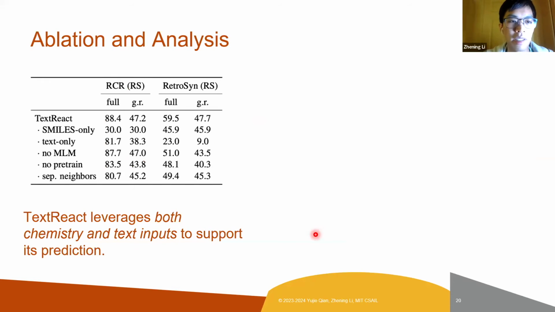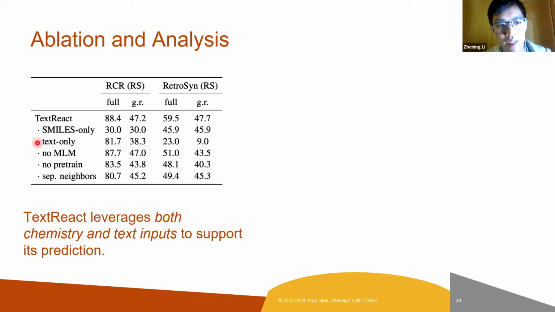So finally, we conducted some ablation analysis to test the different components of our model. So smiles only here refers to the transformer baseline I was referring to before. And we have already shown that it is significantly outperformed by the TextReact model on RCR, and also outperformed to a decent extent on retrosynthesis. Full and GR here refer to the testing setting of retrieving from the full corpus and retrieving from the gold removed corpus. GR stands for gold removed.